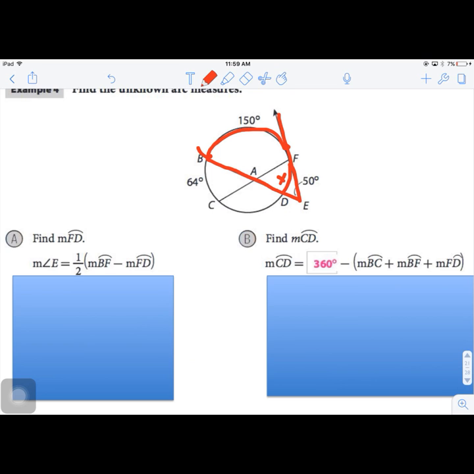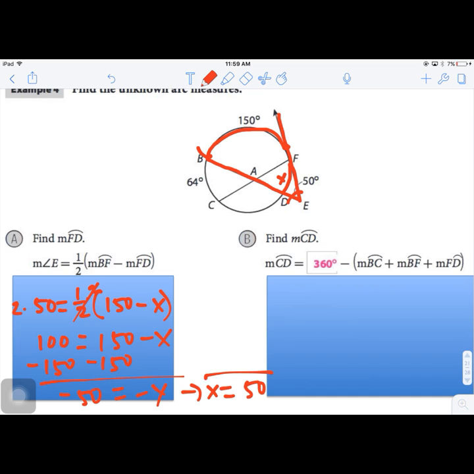And so the angle is given, which is 50, is equal to half of the big piece, which is 150, minus X. That's what we're trying to find. And again, multiplying by 2 on both sides, we'll get rid of the half. That's 100 is equal to 150 minus X, minus 150 on both sides, and we have negative 50 equals negative X. Again, X will give us 50, dividing both sides by negative. So the arc that is unknown is actually 50 degrees.